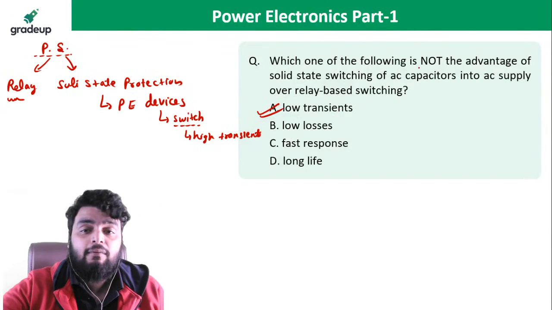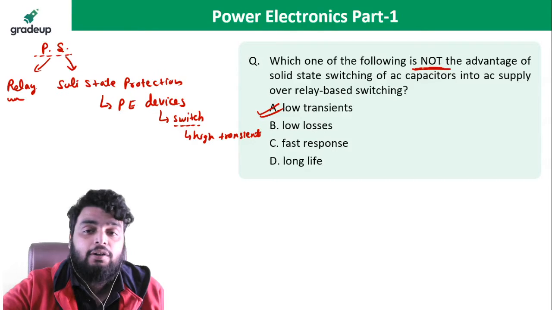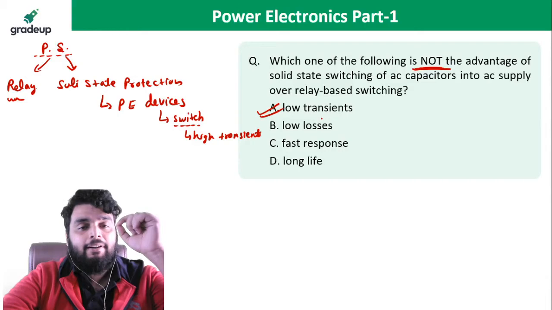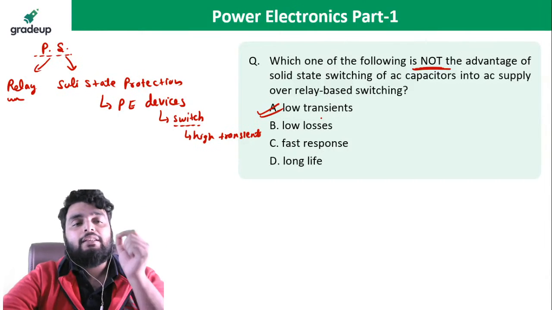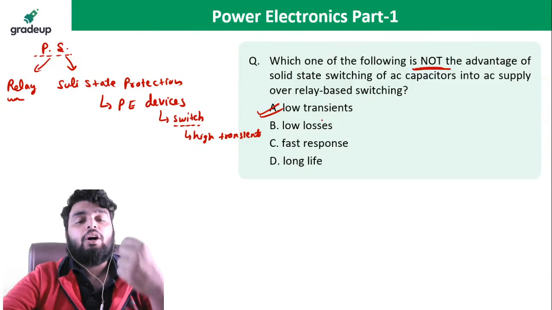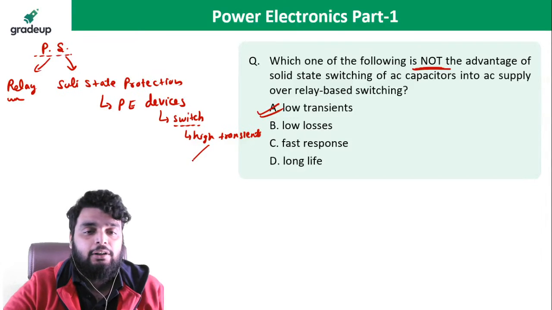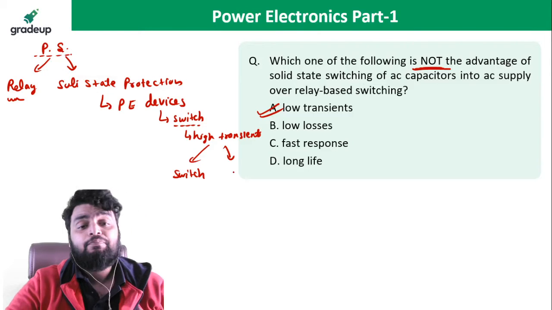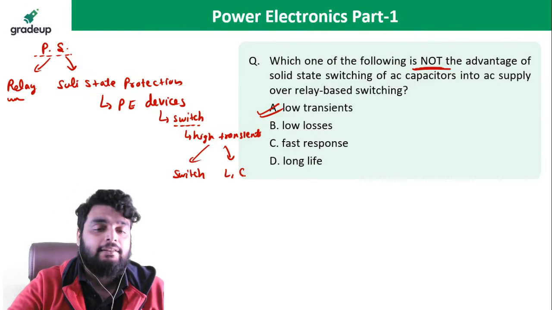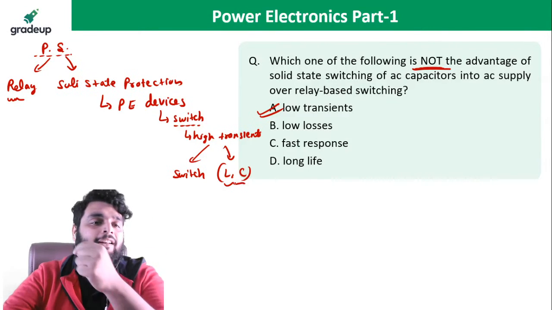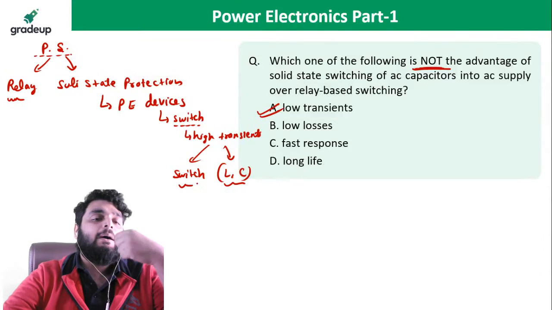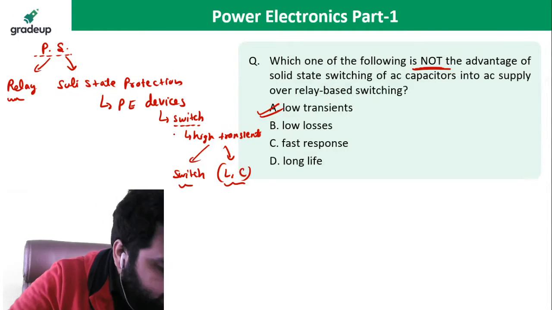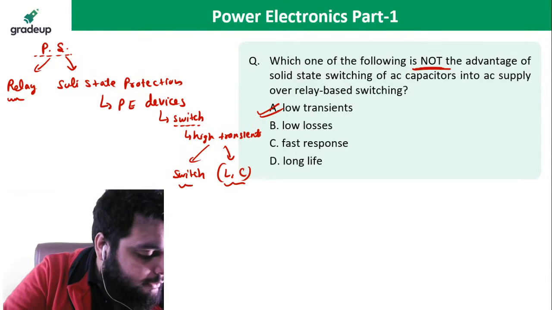Remember what is being asked: which is not the advantage of solid state. So low transient is not the advantage. In the case of power electronic devices, you have to face high transients. Why? Because for a transient, two conditions must be satisfied. First of all, switching must happen, and second, there must be L and C. Then L and C will be provided at a load, and switching will be done by the power electronic devices. Okay. So only Mopuri has given the right answer.